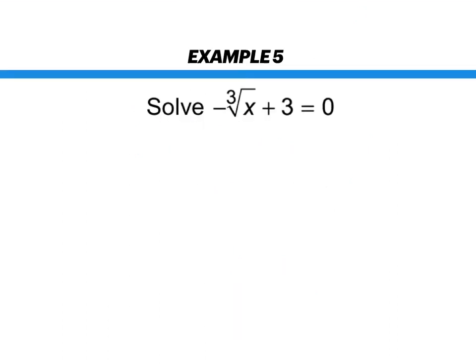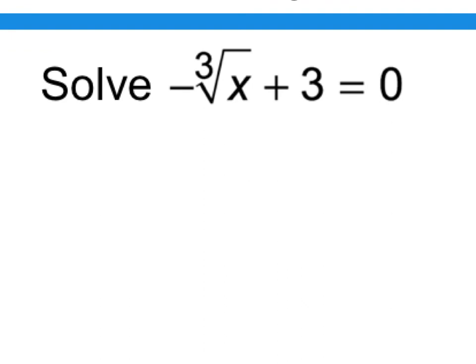All right, last example. So we need to isolate our cubed root, so we can do that by subtracting 3 from both sides. So we get the negative cubed root of x is equal to negative 3.